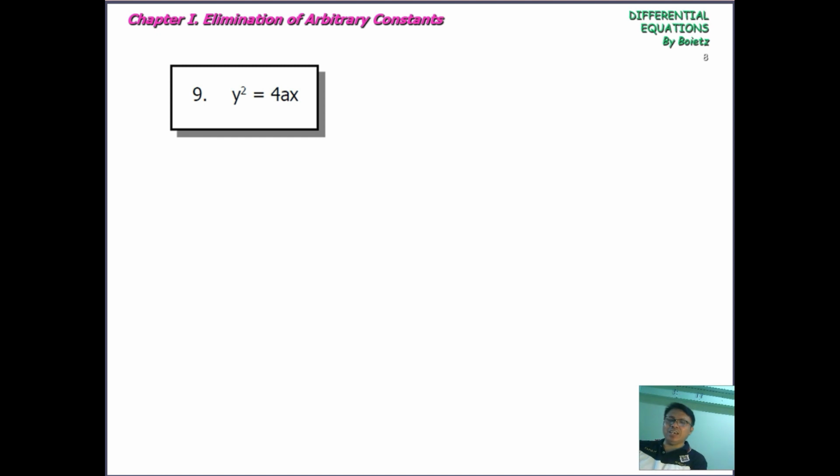That one is an equation of a parabola. Which way does the parabola open? It opens to the left or to the right. If this is positive, it opens to the right. If this one is negative, it will open to the left.